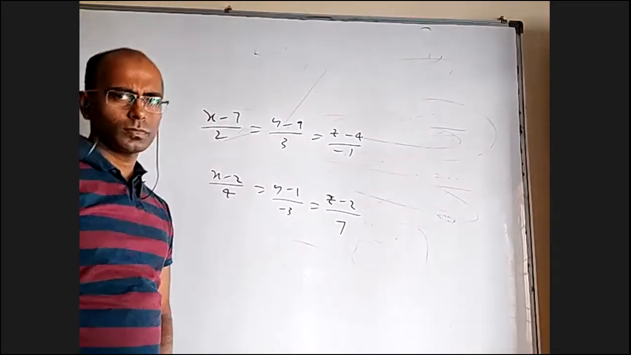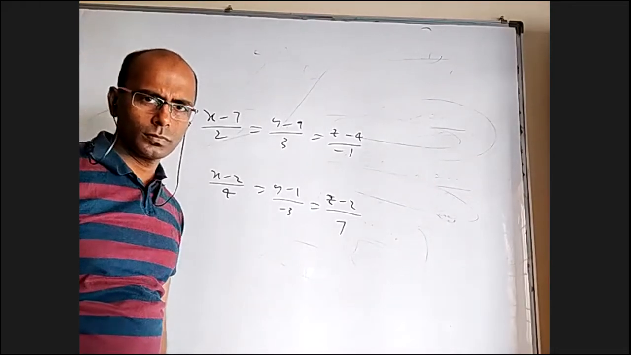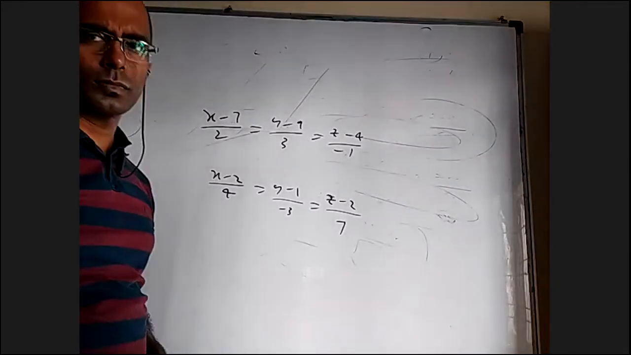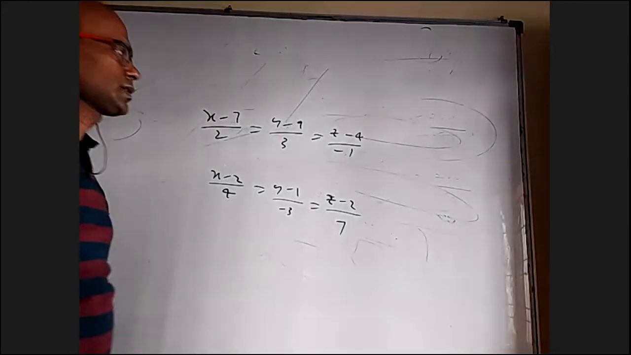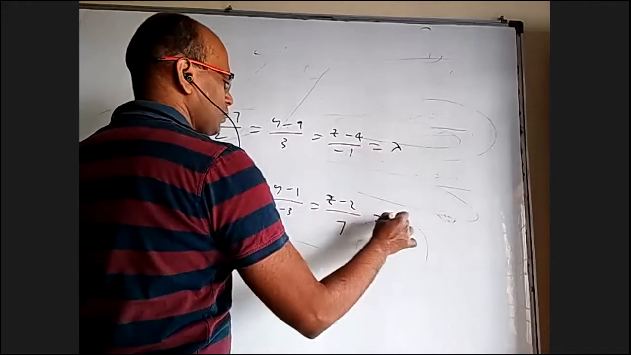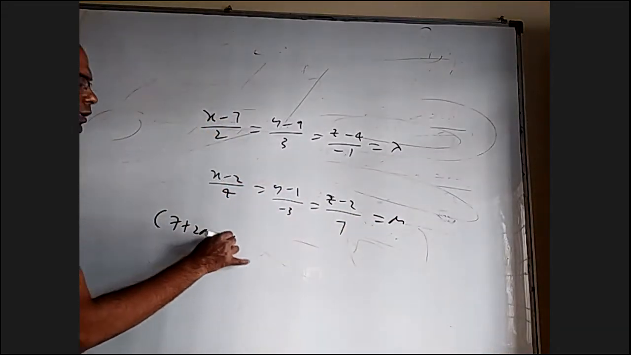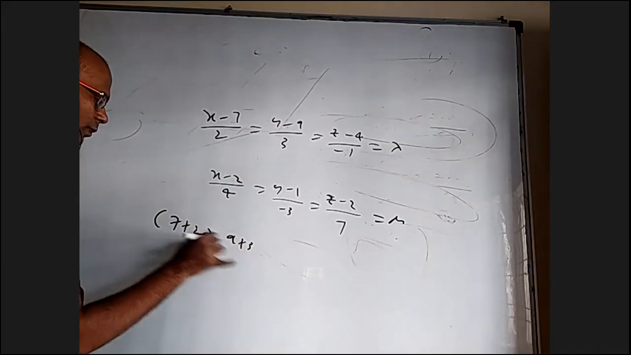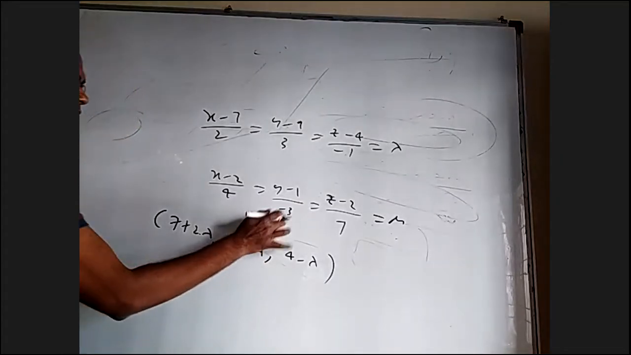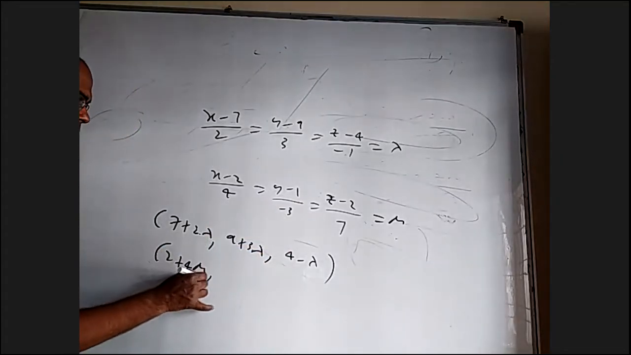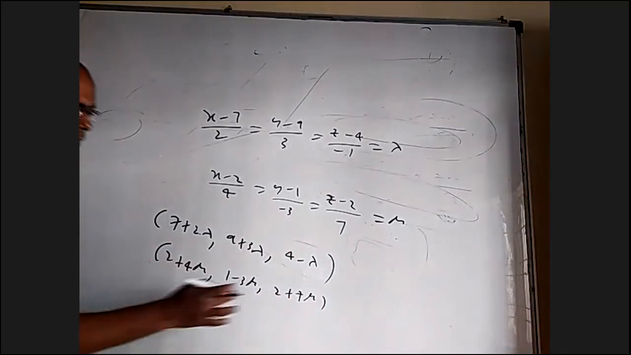Anybody? Sir, A bar plus mu B bar equal to C bar plus... Yes. You take the first ratio equal to lambda and the second equal to mu. The general point on the first line is (7 + 2 lambda, 9 + 3 lambda, 4 - lambda). The general point on the second line is (2 + 4 mu, 1 - 3 mu, 2 + 7 mu).